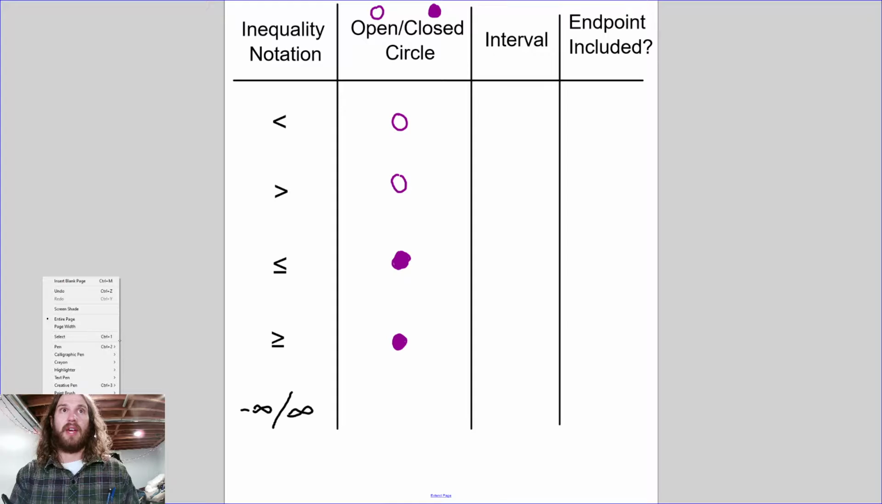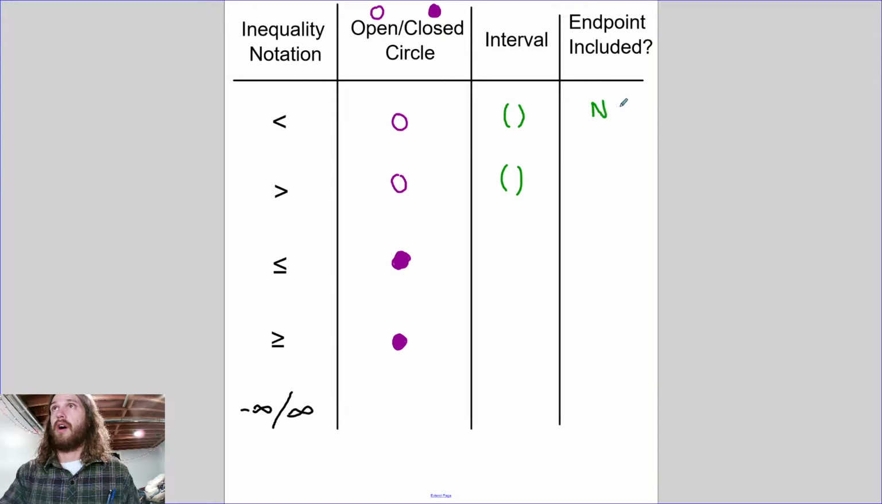It turns out that infinity and negative infinity can't be represented by a circle, so it's not super relevant. But when we're talking about interval notation, negative infinity can be the lowest value, and it can never be the highest value, but infinity can be the highest value. So anything with an open circle, or anything that is not included, is represented by parentheses, or unattainable to reach.